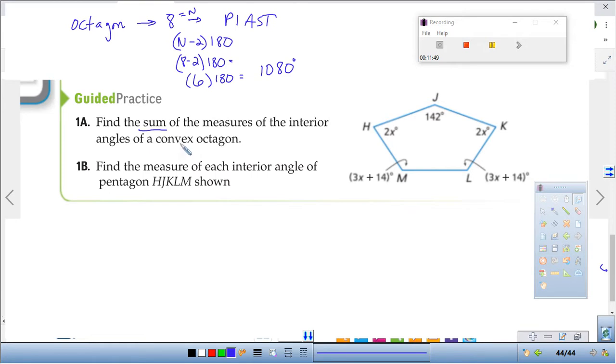Not too bad, right? Pretty easy. Okay, 1B, ready? 1B.